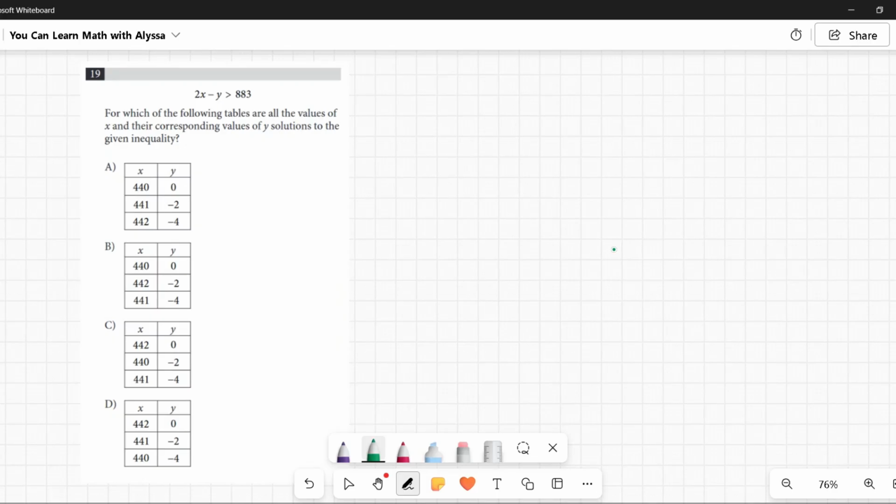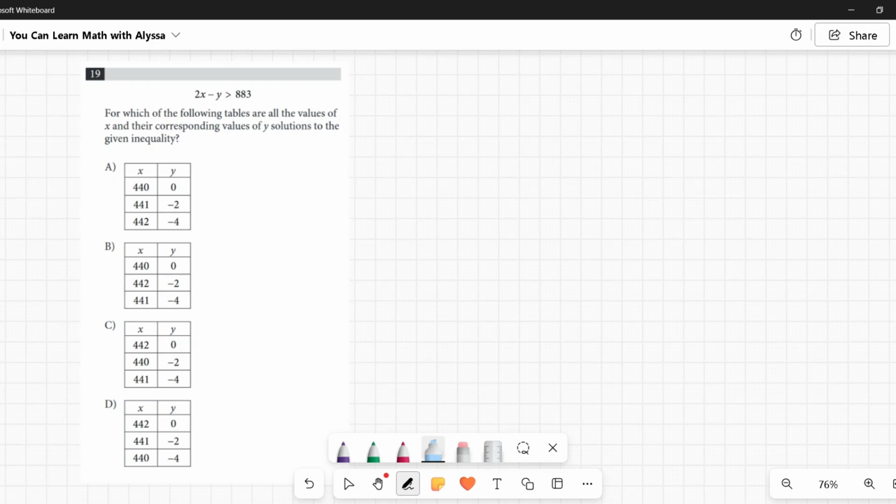Number 19. 2x minus y is greater than 883. For which of the following tables are all the values of x and their corresponding values of y solutions to the given inequality? Okay, so to limit the number of calculations I have to do, I'm going to look at my answers first and see what things are similar and what things are different.